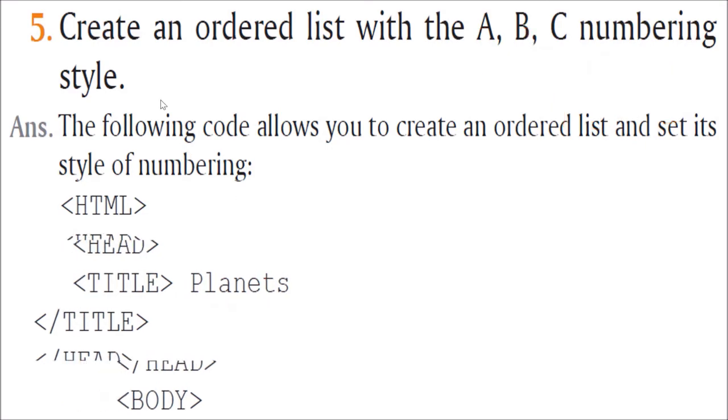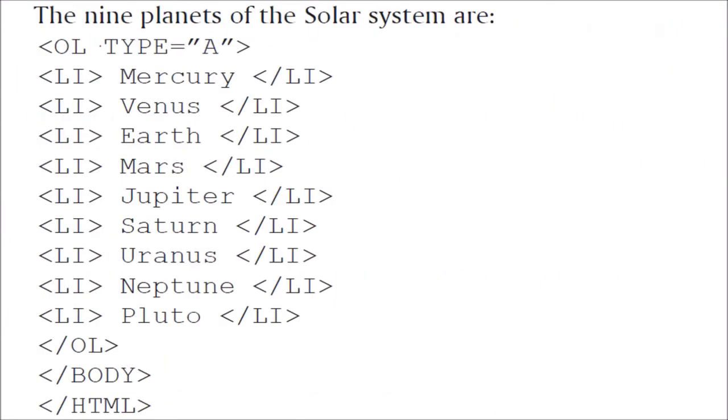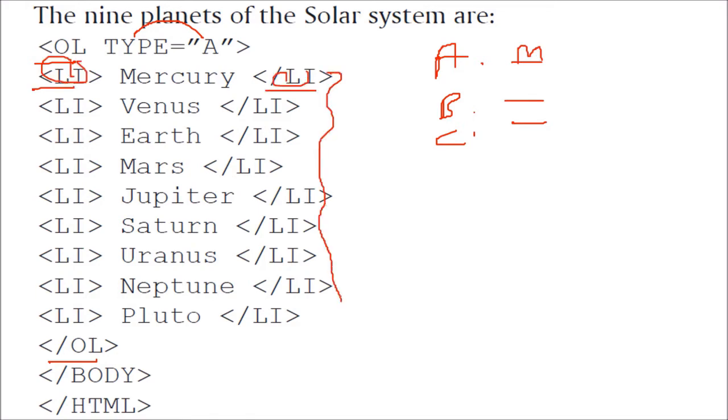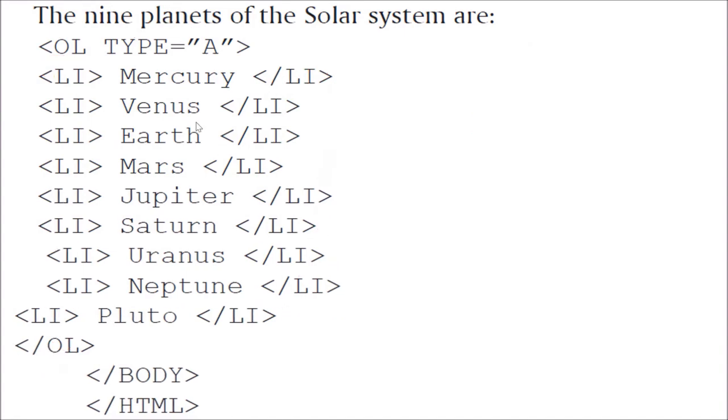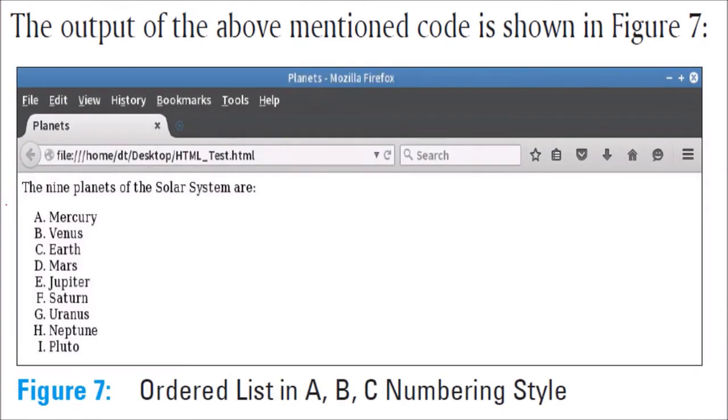Come inside the body. And inside the body, you have to give OL. And you have to end with OL. This is ordered list. Now you have to give type equal to A because you want this to be like A, B, C this way. So first Mercury will come and this has to be inside li list. You start it, end it till the time you give all the list content. Then you have to end the OL. So the output will be something like this. See, A till I, and these are the content.